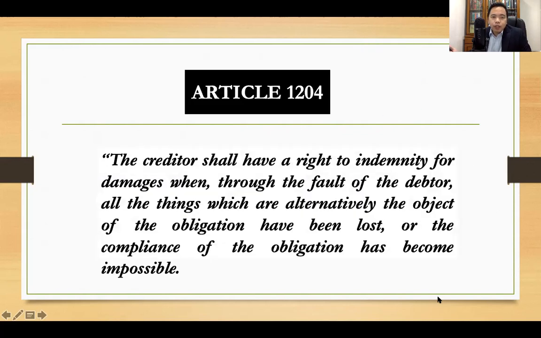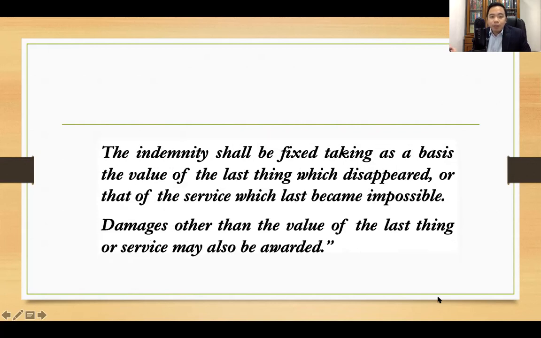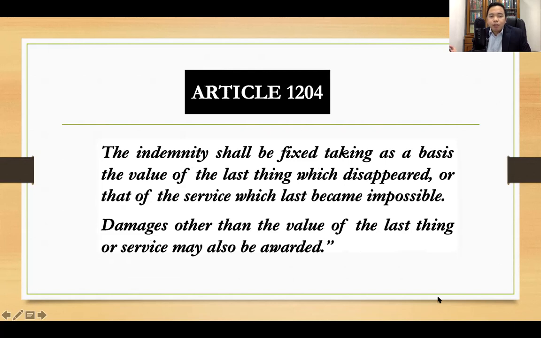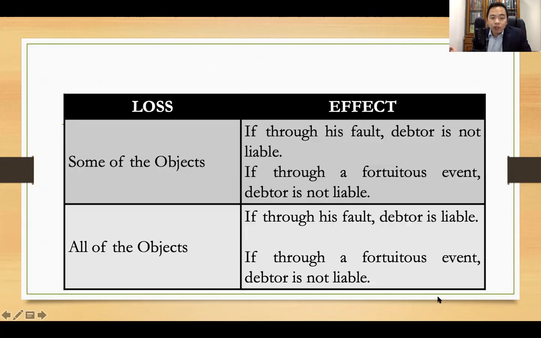Okay, 1204. The creditor shall have a right to indemnity for damages when, through the fault of the debtor, all the things which are alternatively the object of the obligation have been lost, or the compliance of the obligation has become impossible. The indemnity shall be fixed, taking as a basis the value of the last thing which disappeared, or that of the service which last became impossible. Damages other than the value of the last thing or service may also be awarded.